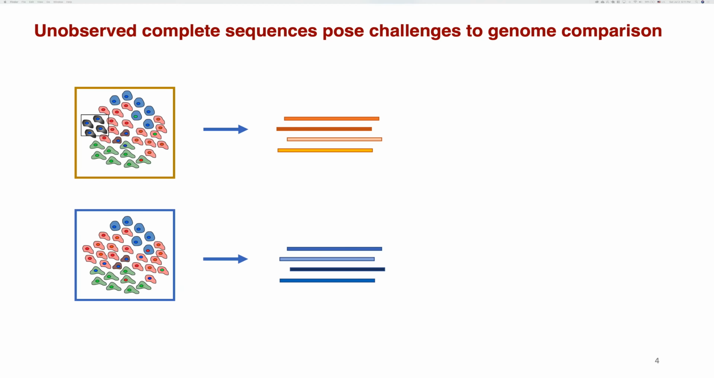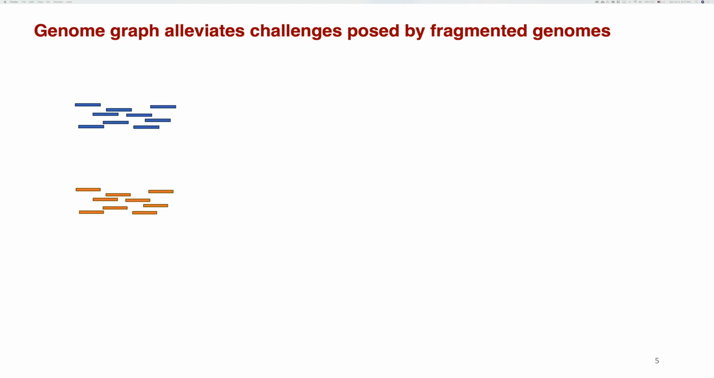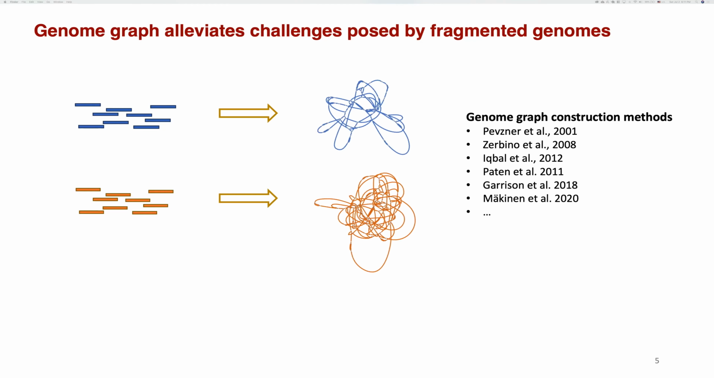However, in real cases, we do not usually observe the complete genomic sequences. In fact, what we have, due to limitations in sequencing technologies, are fragmented sequencing reads. The fragmentation introduces another layer of abstraction and ambiguity, which prevents us from directly comparing them. The challenges introduced by sequencing reads can be alleviated by using genome graphs to represent them.